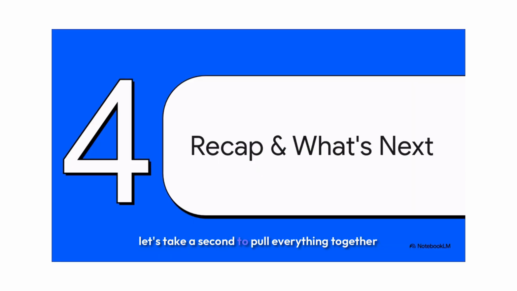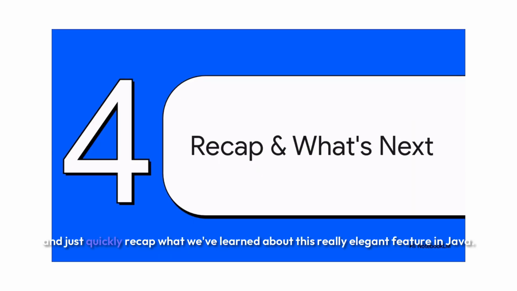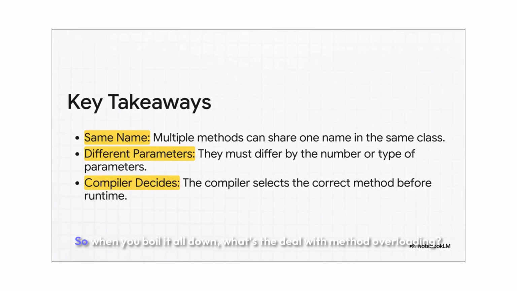All right, let's take a second to pull everything together and just quickly recap what we've learned about this really elegant feature in Java. So, when you boil it all down, what's the deal with method overloading? You can use the same method name over and over, as long as the parameters are different, either in how many there are or what type they are. And the real secret is that the Java compiler figures out which one to use before the program runs. It's all about making our lives as programmers easier, right? Instead of having to remember add integers and add doubles, we just have to remember add. It's clean and it's intuitive.